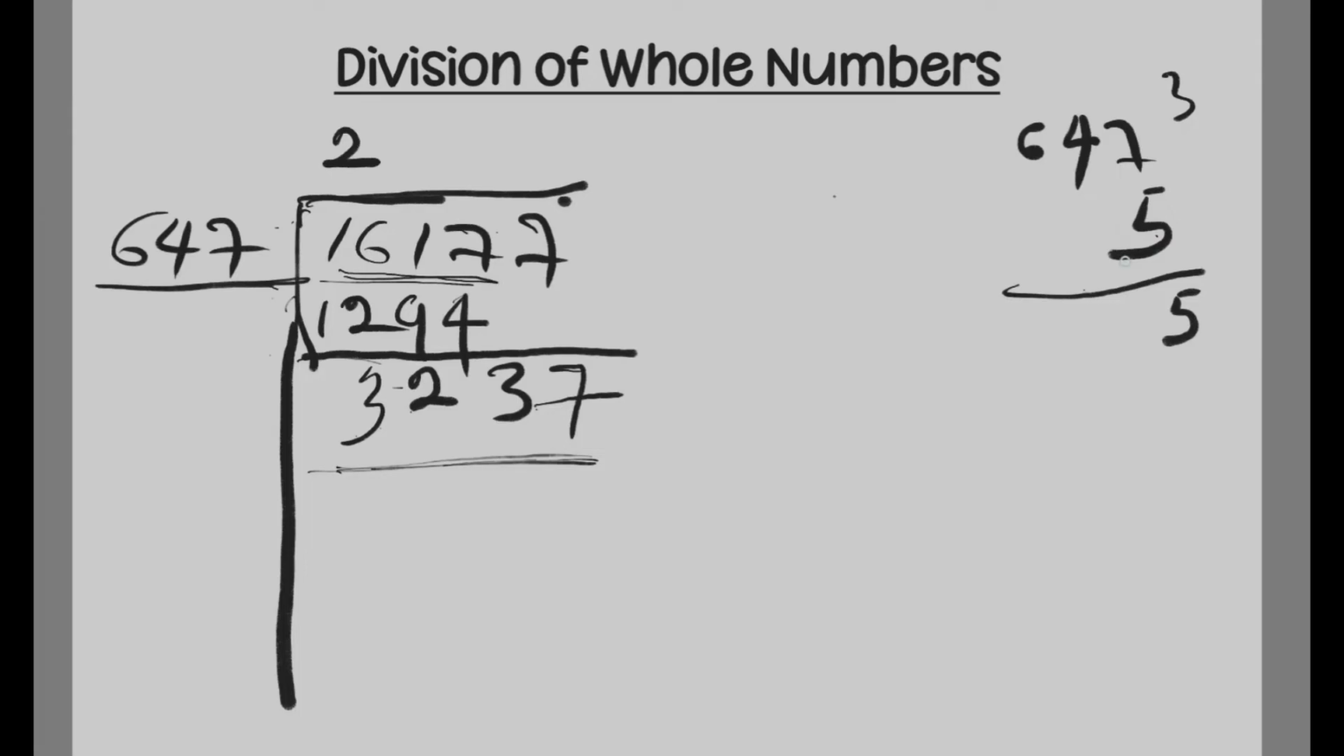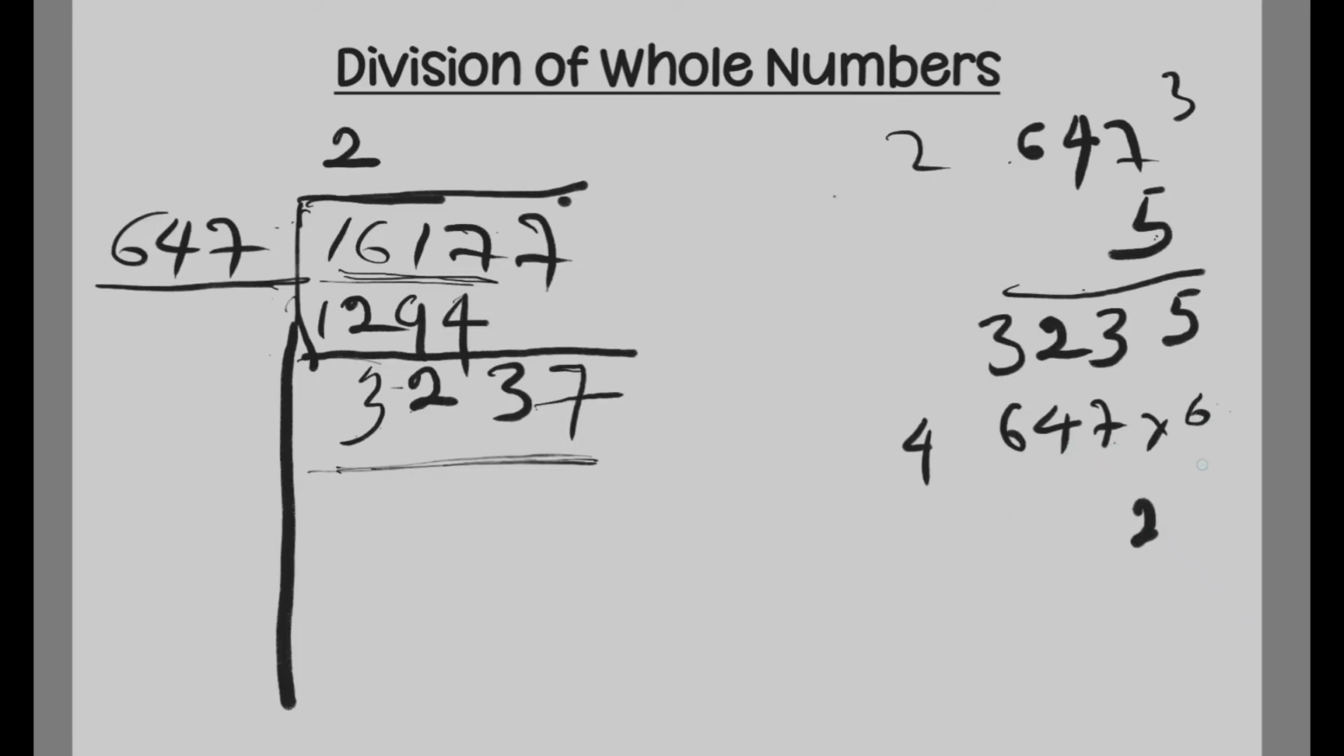5 times 4 is 20. 20 plus 3 is 23. So I'm going to write 3 and carry 2. 5 times 6 is 30. 30 plus 2 is 32. So I'm very close. You see, I'm very close. I have 3235. So if I use 6, then I'm going to have a higher number. So I know 6 can't be the one. But let's check that. So we have 647 times 6. So 6 times 7 is 42.